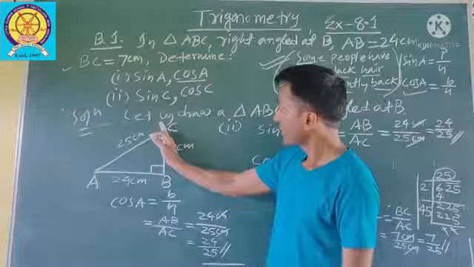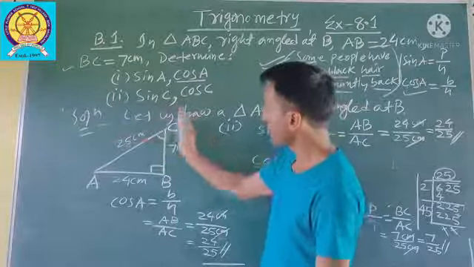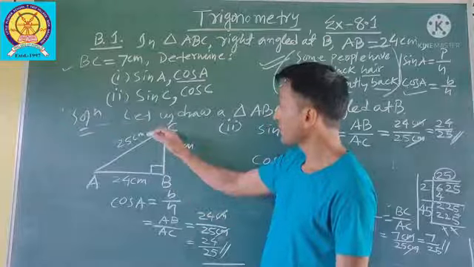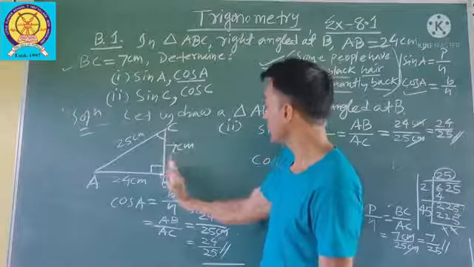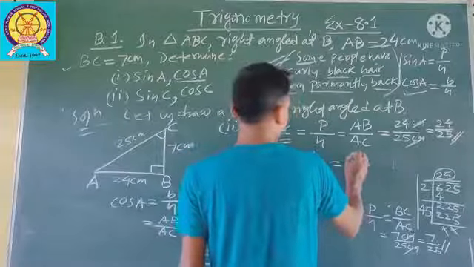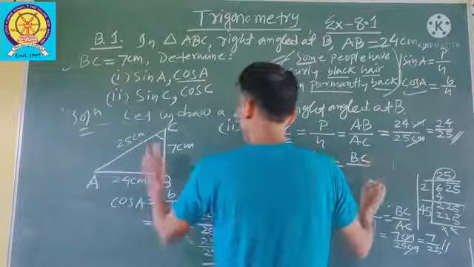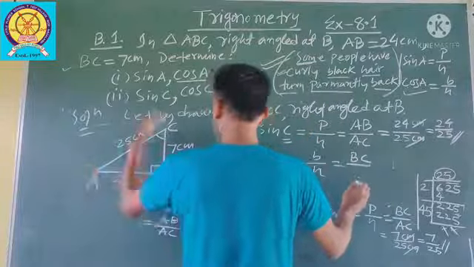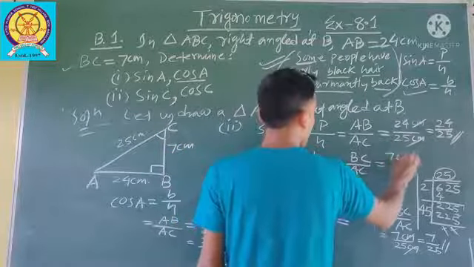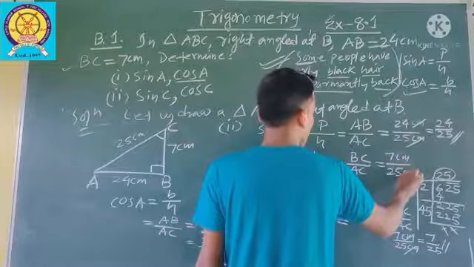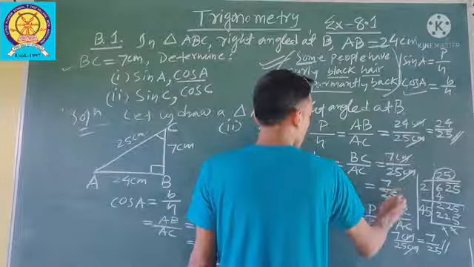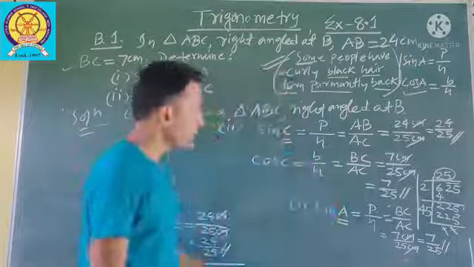Angle C is formed by this side and this side. That means BC is one part of this angle C. So this one will be the base. Base will be BC for angle C. Hypotenuse is AC. So BC we have 7 cm, AC is 25 cm. So cm you cancel. It will be 7 by 25.